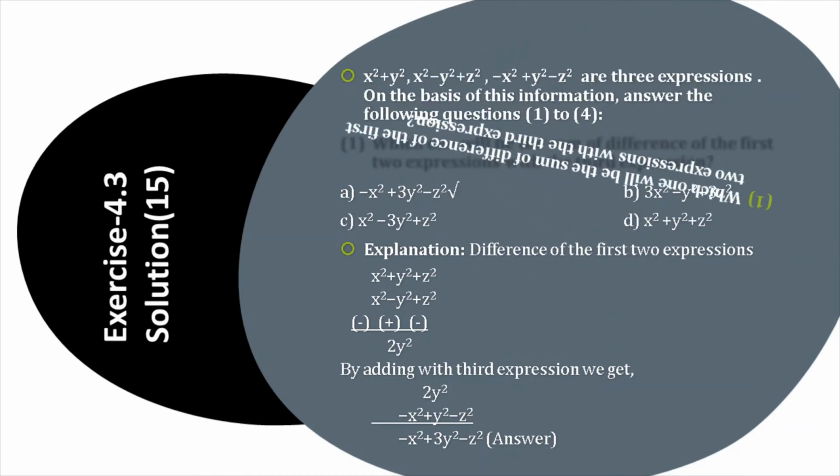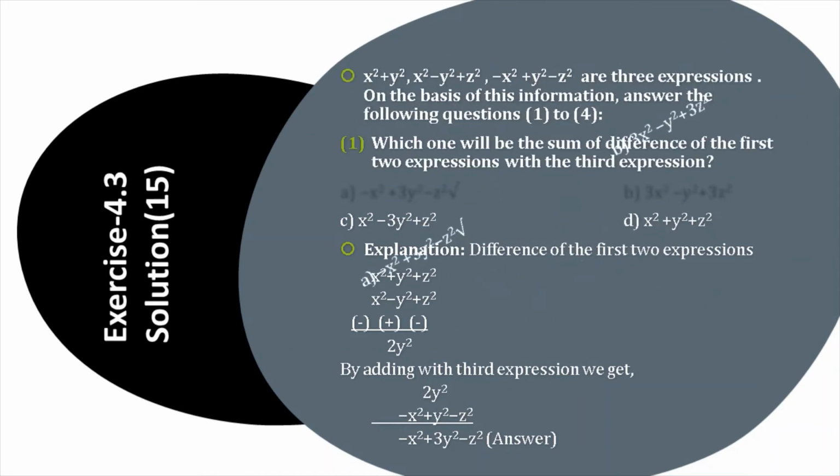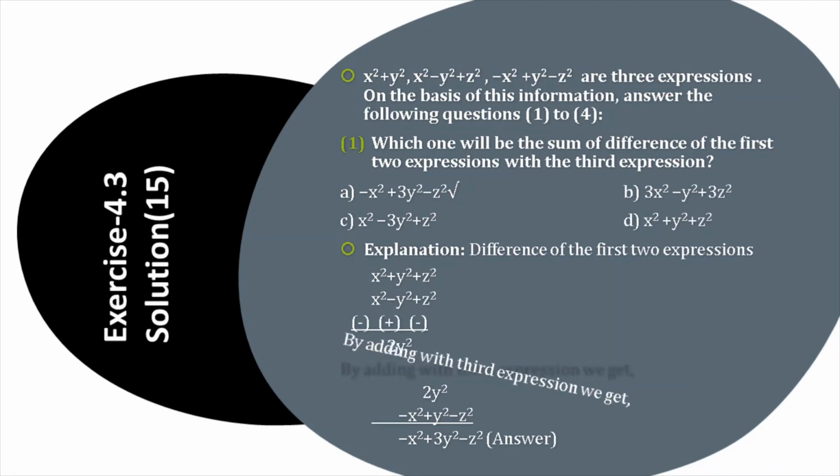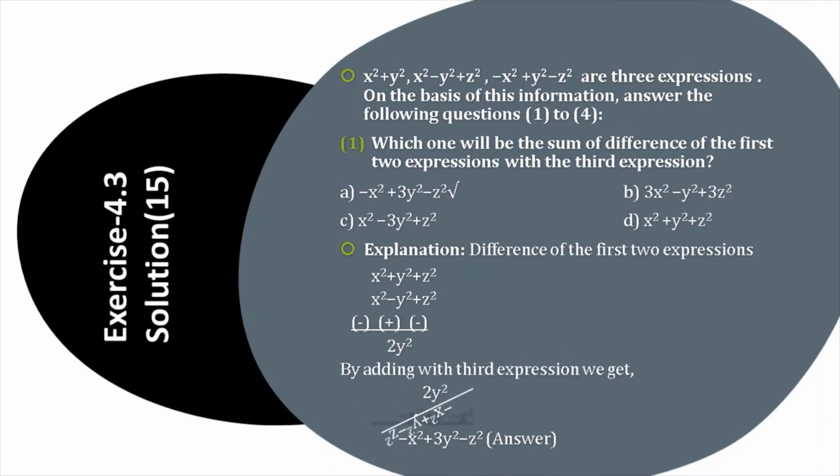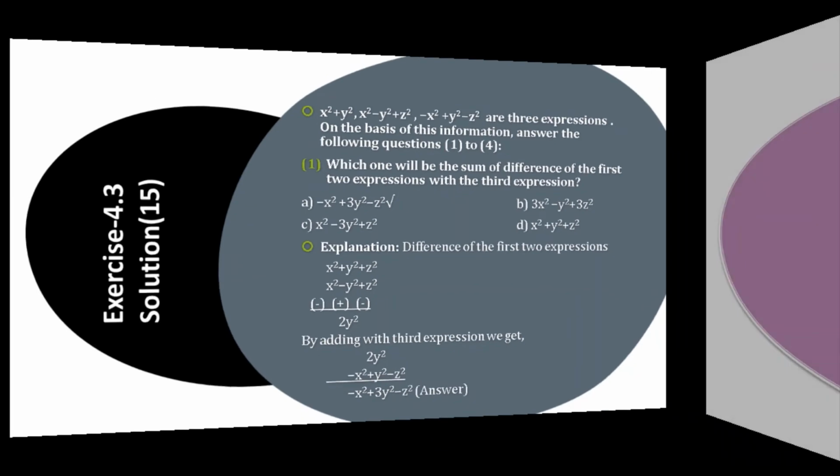So this is question number 15, question 1, and that is a very important question, my dear. Which one will be the sum of the difference of the first two expressions? So at first we have to find the difference of the first two expressions by subtracting, then the result is added with the third expression, and we get the result minus x² plus 3y² minus z². That is the answer.